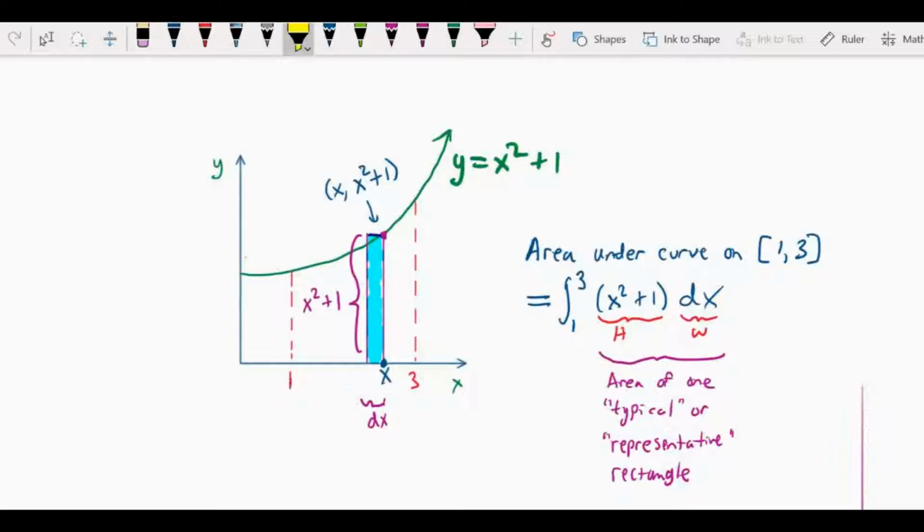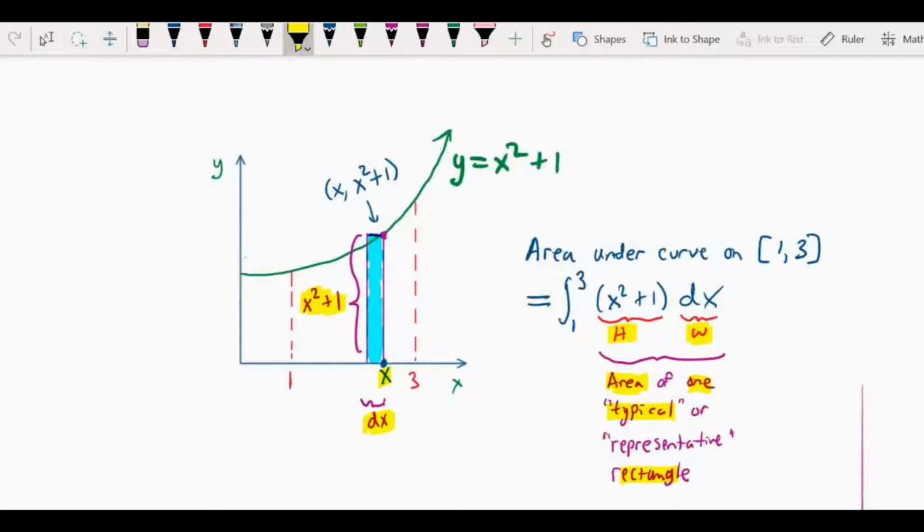But what you'll see is that here, if I want to find the area under the curve y equals x squared plus 1, this curve has a height over the x-axis of x squared plus 1. So the blue rectangle for any given point x has a height of x squared plus 1, and we always give it a width of dx. So what you see after the integral sign is the height of the rectangle times its width, giving the area of just one typical rectangle. So that's what goes into an integral.